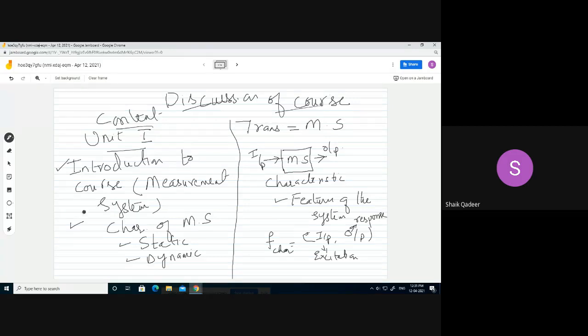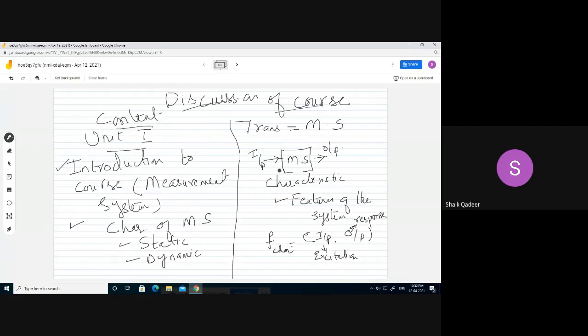So under the introduction, we will see the characteristics of this particular system, which is nothing but the measurement system. The classification of characteristics of a measurement system is as follows. First one is static, second one dynamic. Before going into the discussion of static and dynamic characteristics, I have shown something over here.